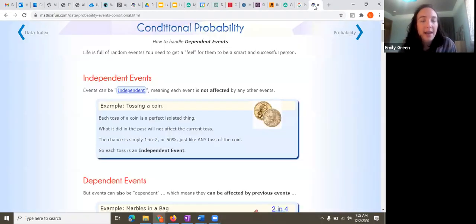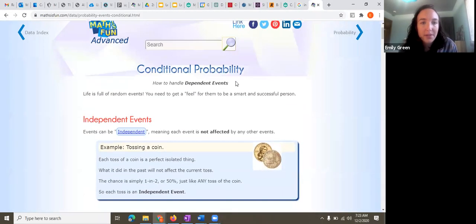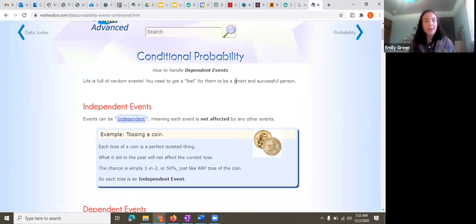So we're going to take a look at this website here about conditional probability. So we have basically two types of events. We have independent events and we have dependent events. Independent, just like it sounds, means it's not affected by other things. So the classic example is a coin toss, right? If I toss a coin and it lands on heads, that doesn't mean that the next time it has to land on heads again. And it also doesn't mean that it's going to land on tails, right? One coin flip doesn't affect the next coin flip.